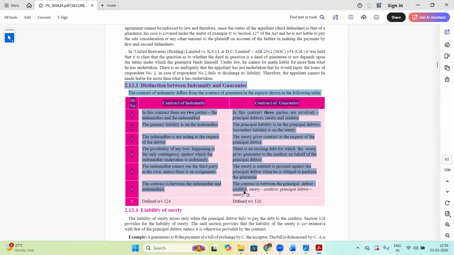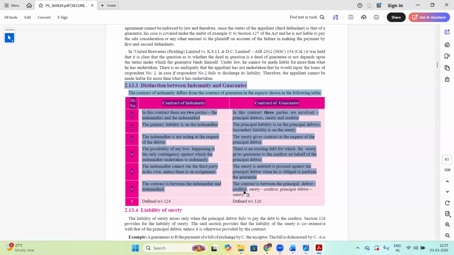This is a repeatedly asked question. Contract of indemnity, for example, insurance. There are two people, indemnifier and indemnified. The insurance company is the indemnifier, the insured is the indemnified. Whereas in the case of a guarantee, there are three people. Mr. A gives 10 rupees to Mr. B. Mr. C says if B does not pay back to A, C will pay.